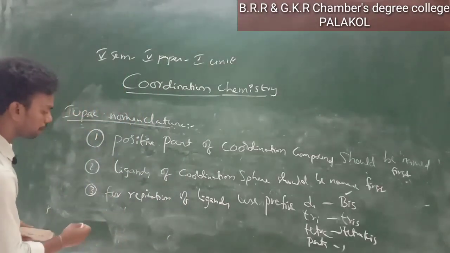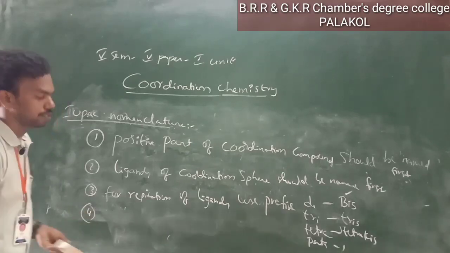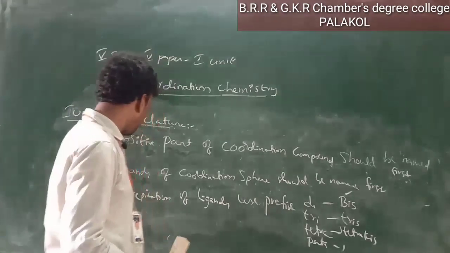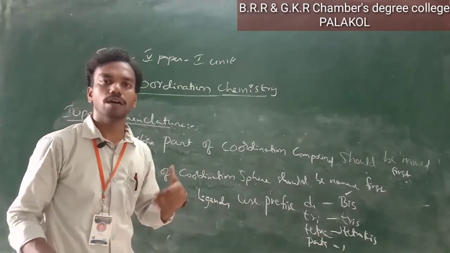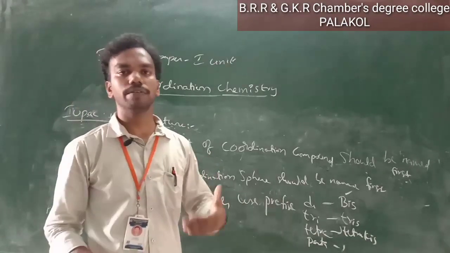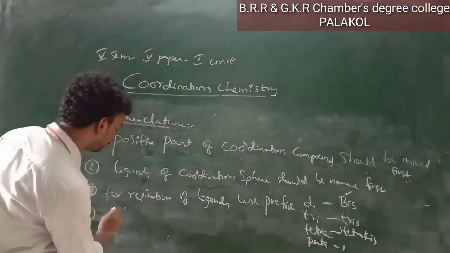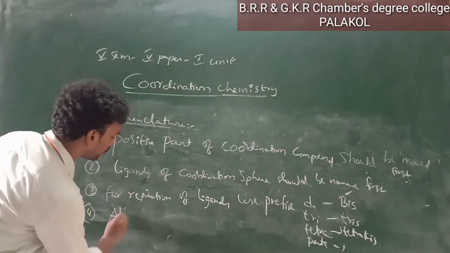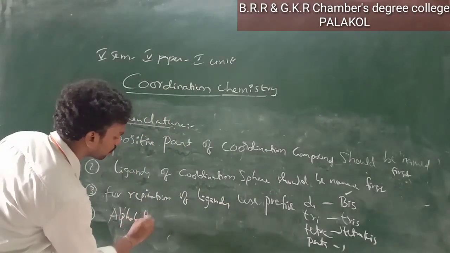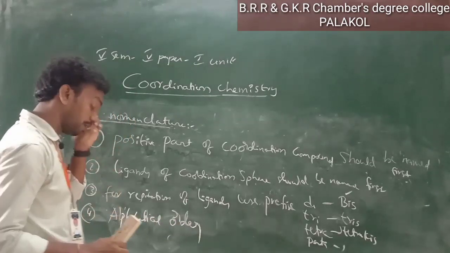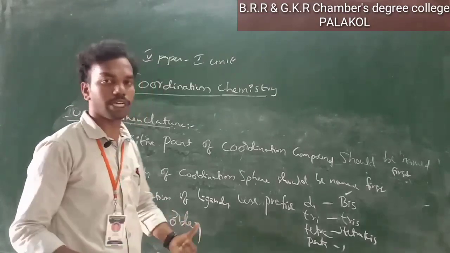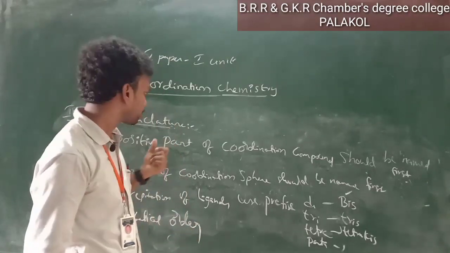Next, rule number 4. So, what is rule number 4? If you are having more than one type of ligand, then preference is given according to their alphabetical order.